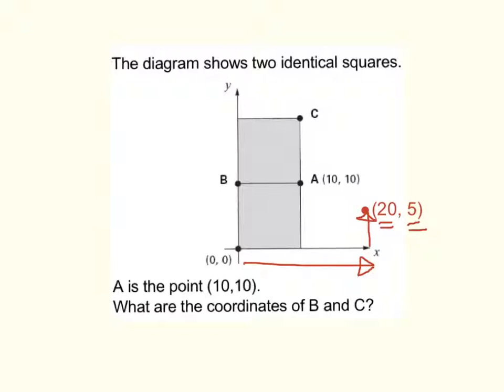Now have a look at this question. The diagram shows two identical squares. The one coordinate point we're given on the square here is coordinate A, which is 10 along and 10 up. And now pause the video and see if you can find the values of coordinates B and C.